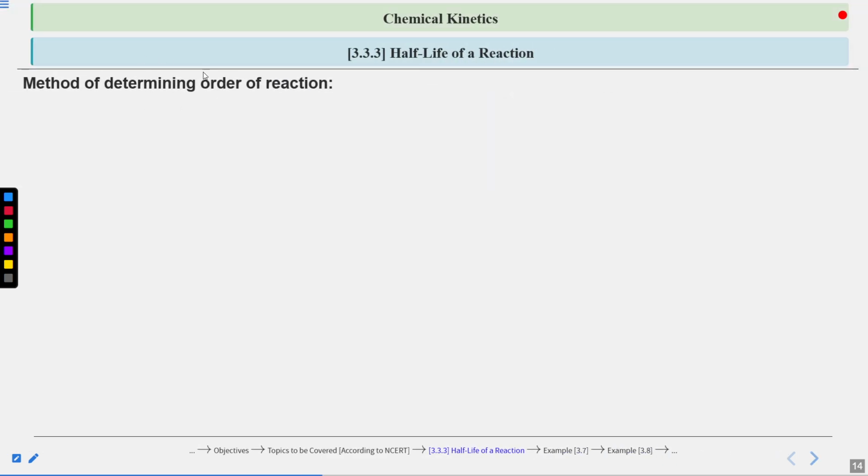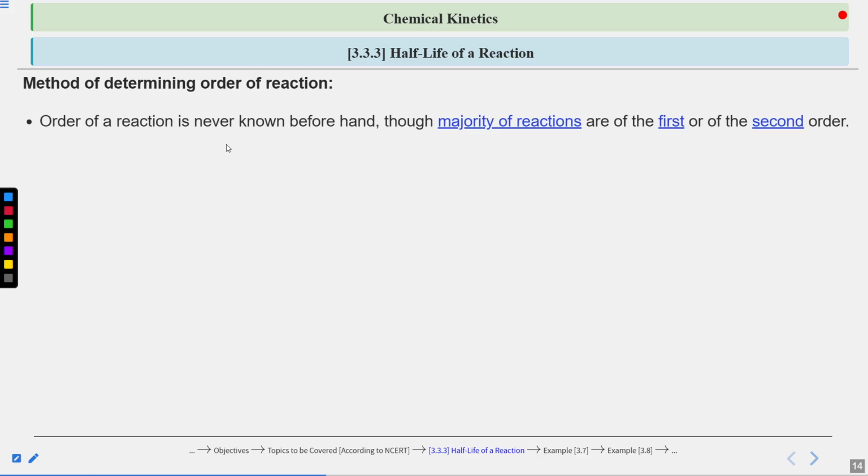Let's see the methods of determining the order of a reaction. The order of a reaction is never known beforehand, though the majority of reactions are of first or second order. So if you want to know the order of the reaction, it can't be known beforehand. Why? We will see that. The majority of the reactions generally are of either first or second order.